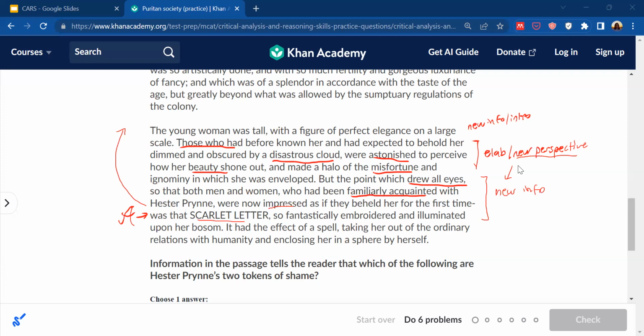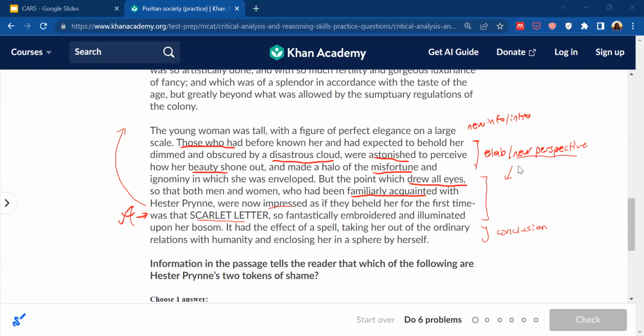It had the effect of a spell, taking her out of the ordinary relations with humanity and enclosing her in a sphere by herself. Good conclusion. You could even argue that this is a conclusion, but I'll keep it as new info because we're kind of just learning, like, okay, this is all tying things together. There's this new point that they're making, that there's a scarlet letter. And yeah, so we have kind of this conclusion that says there was some kind of like aura around her because of the scarlet letter, and kind of how it allowed her to change how she carried herself.